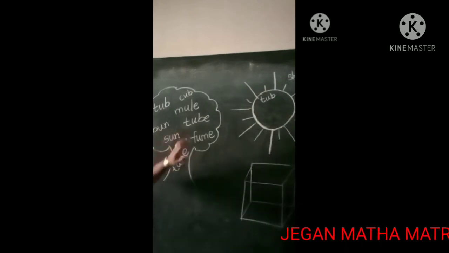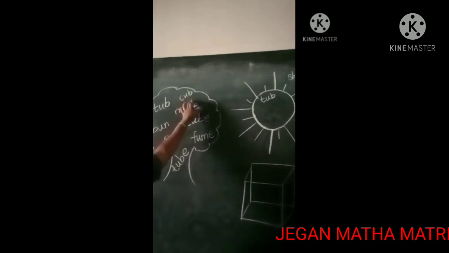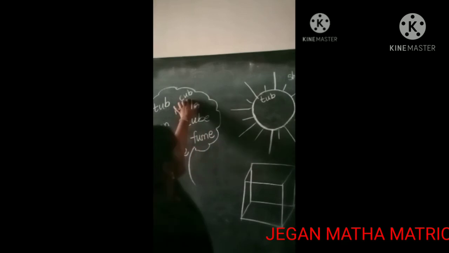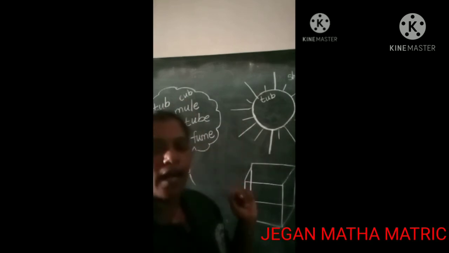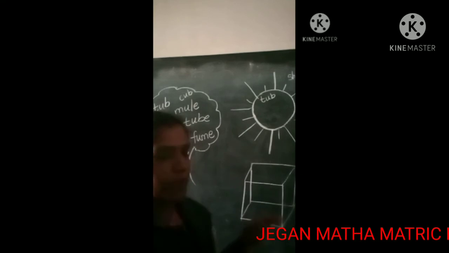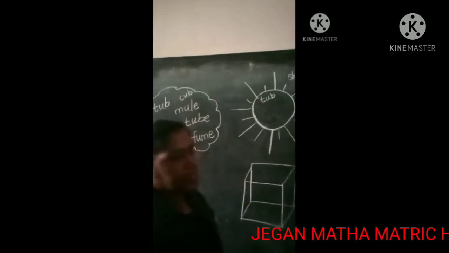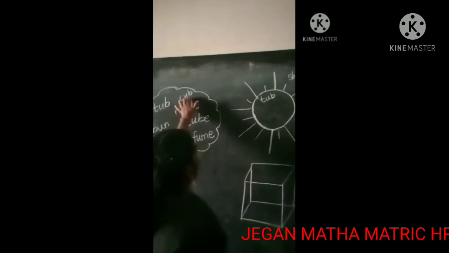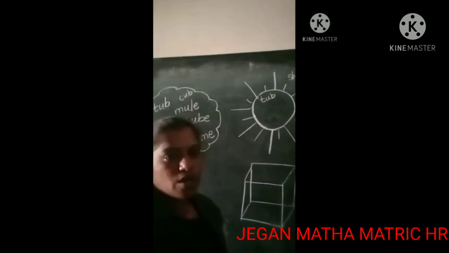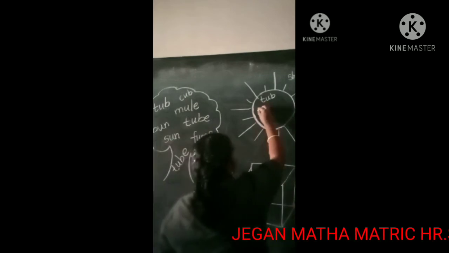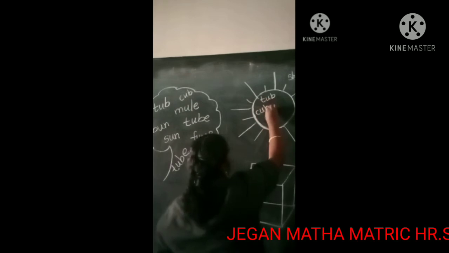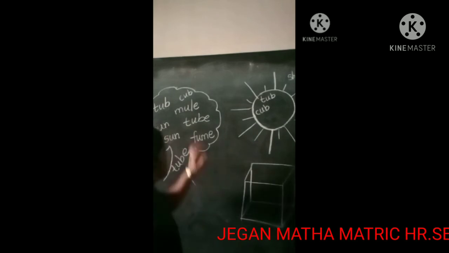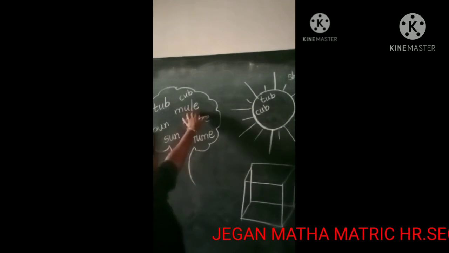Now look at the second word. Cub. C-U-B, cub. Can you hear the sound of the letter U? Yes, /ʌ/. So the word cub also has short vowel sound. So write cub also here. Are you clear, kids? Shall we see the next one?